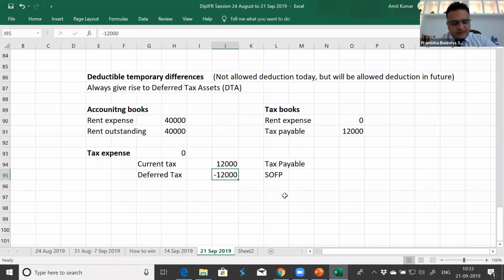Tax expense is nil. So your accounting books are maintained. They have been successful in recording what you're liable to pay. They have at the same time been successful in recording that you'll get a relief for this in future when you make the payment. Is this clear? When you make the payment in future, in that year, there is no rent expense in the books. But tax authorities will include rent expense in future when you make payment.